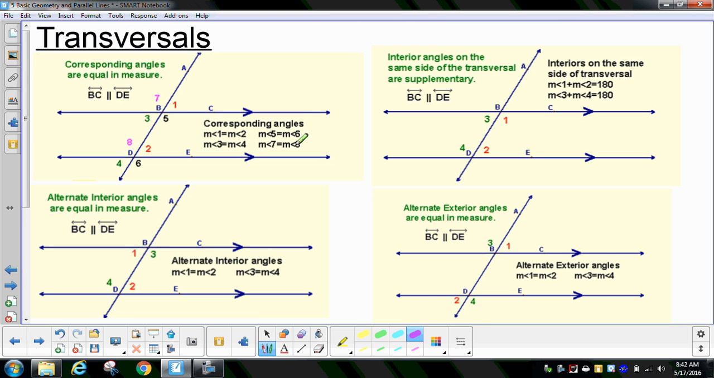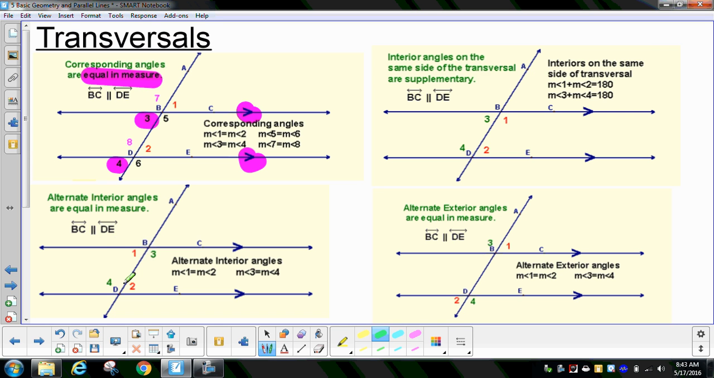Last but not least, whenever we had parallel lines, remember these arrows on these lines mean they're parallel. We had 4 different types of angles we talked about. We had corresponding. You can see the different colors match up. Corresponding angles: I have 4 angles here, 4 here. Corresponding are the ones that are in the same location. So 3 and 4, 7 and 8, 1 and 2, 5 and 6. And those are equal in measure. They're congruent.